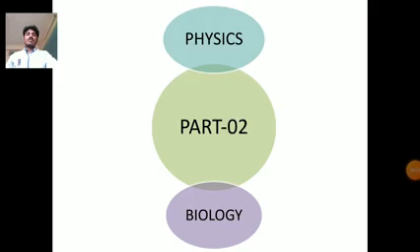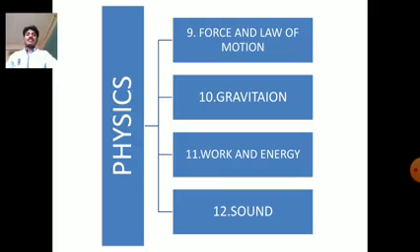And next one is part 2. It contains only two major topics. The first one is physics and the second one is biology. In physics, it contains four major topics. The first one is force and laws of motion.